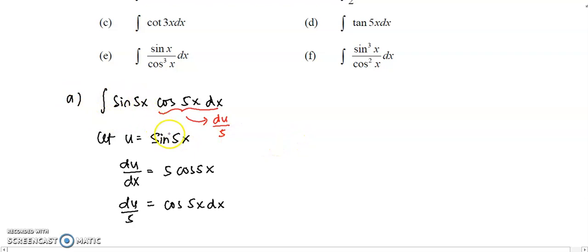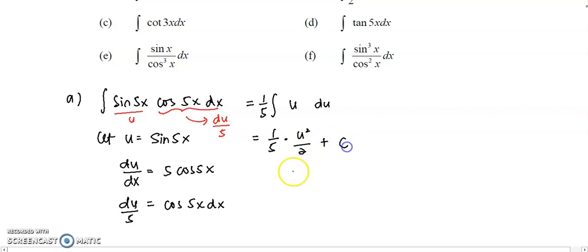And sine 5x, of course, will be u. Now everything is in terms of u. We write sine 5x as u and cos 5x dx as du over 5. The over 5 I'm not going to put here; I will bring it out, so it becomes 1 over 5 as a coefficient. Now I just need to integrate u with respect to u. Integrating u with respect to u, you have u squared over 2 plus c.